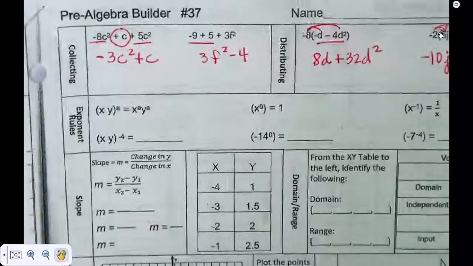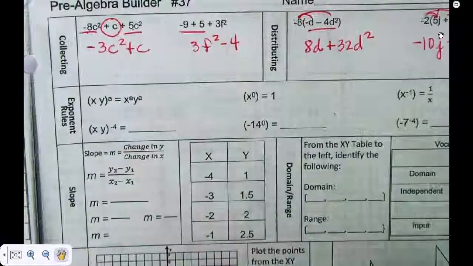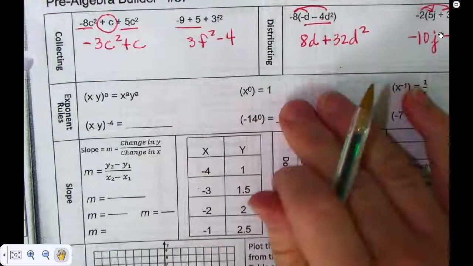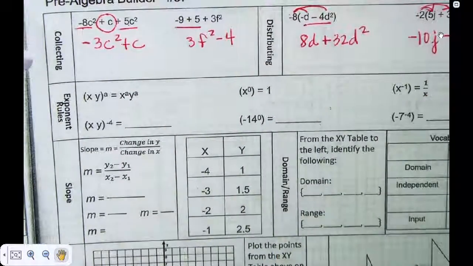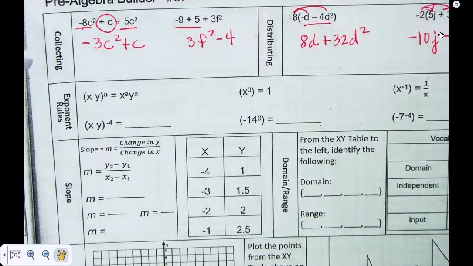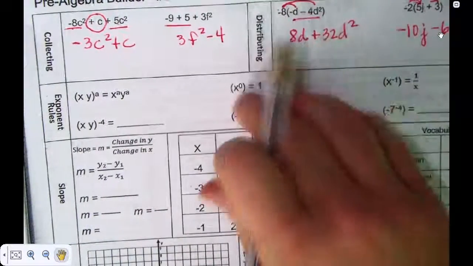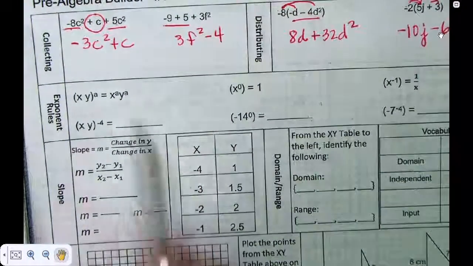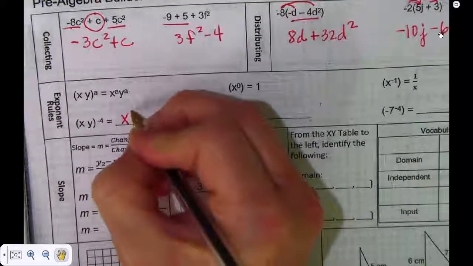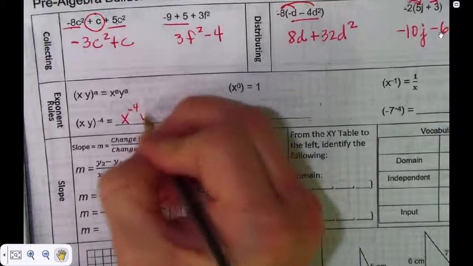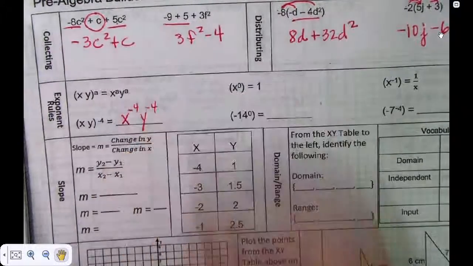Okay, now on the next one, you just got to follow the rule. Now, they messed up on these. And I should have checked this before I ran it off, and I should have changed it because that's not correct. Okay, but this one is. To follow the rule, what am I going to write? X to the negative 4, Y to the negative 4.